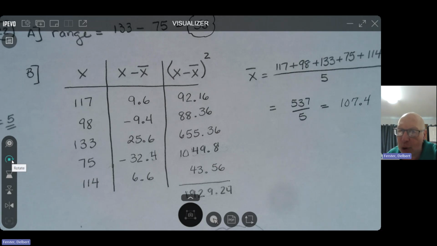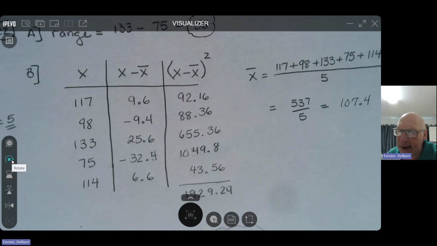It is true that 92.16 is what you get if you square 9.6. Right? If you square negative 9.4, you will get 88.36. So the right side column is simply the square of the values that you see populating the middle column.